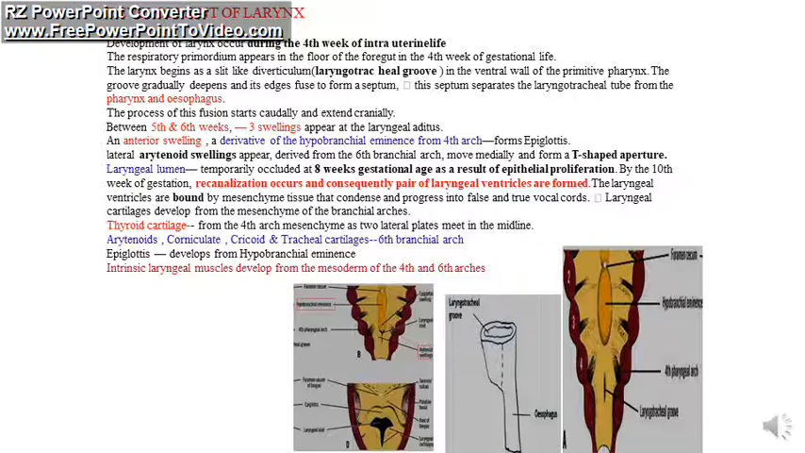Laryngeal cartilages develop from the mesenchyme of the branchial arches. The thyroid cartilage, which is from the 4th arch mesenchyme, forms as two lateral plates that meet in the midline. The arytenoid, corniculate, and cricoid cartilages are from the 6th branchial arch.